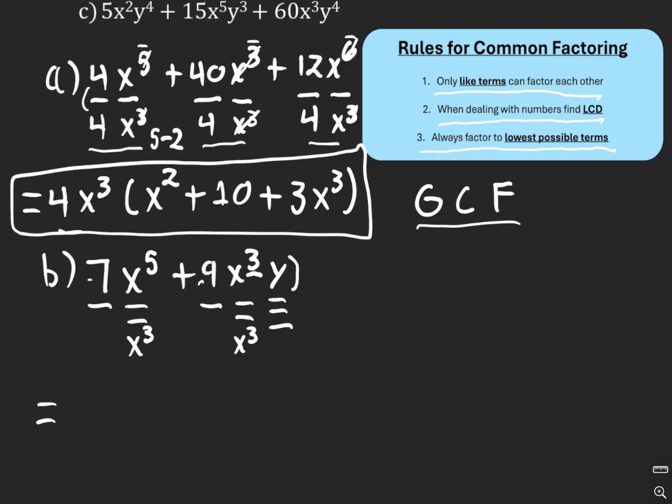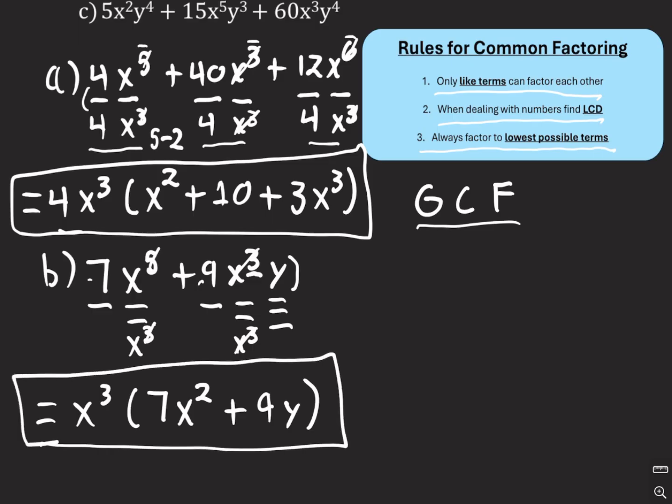So what this will look like is x cubed bracket. Now we didn't touch the 7, so the 7 still stays. Now x to the 5 divided by x cubed. Well, 5 minus 3, because it's in the exponents, it becomes subtraction. It's going to become x squared plus, and once again, we didn't touch that 9, so we're going to leave the 9. X cubed divided by x cubed, it'll cancel. So that term just becomes 1. And then our y term wasn't touched, so plus 9y. And that is our answer to question B there.